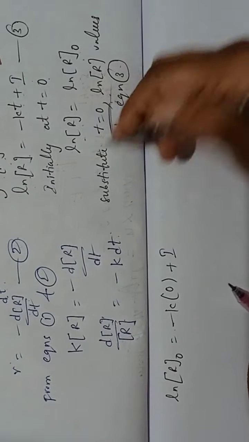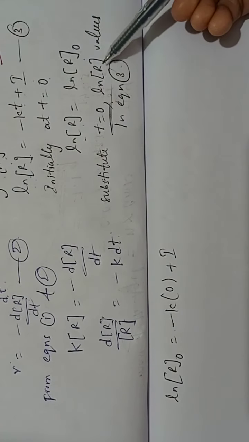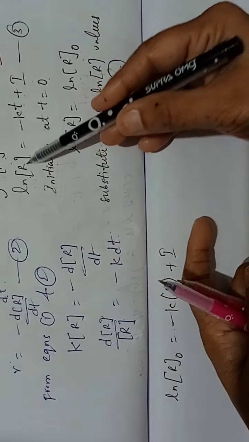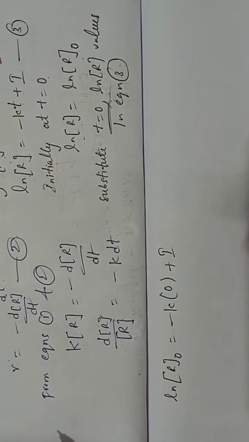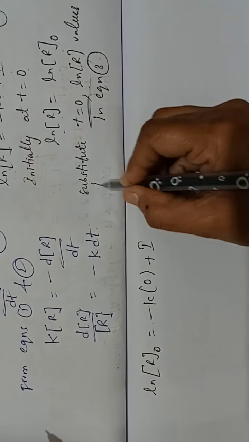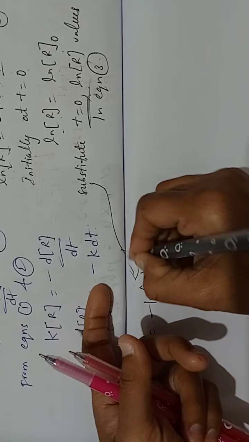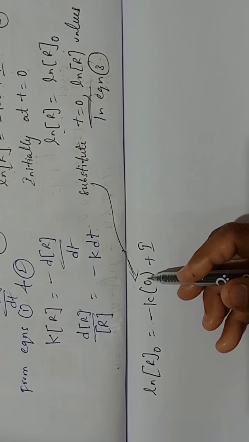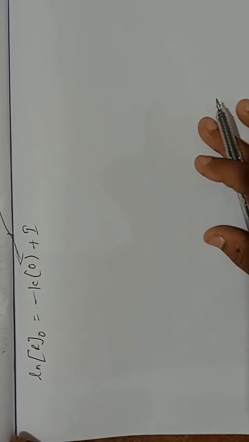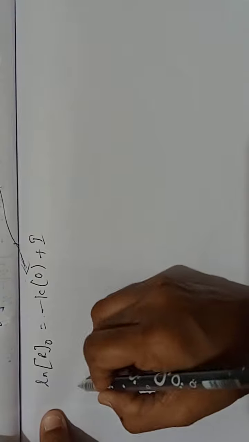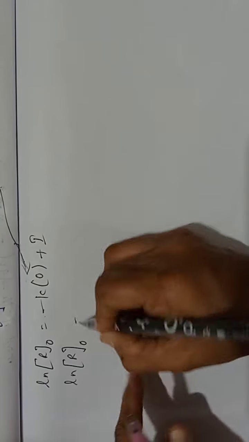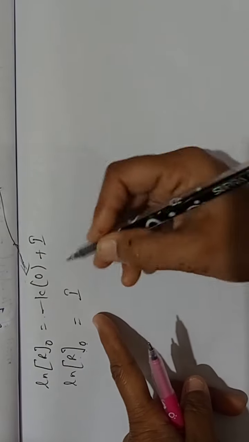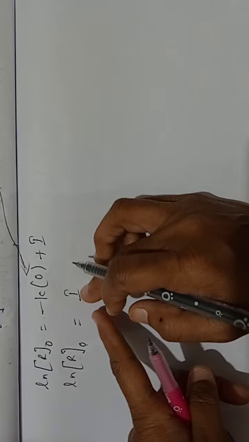Plus the I value as it is you have to take. Understood? These values we substituted in equation 3. Ln r is equal to ln r naught at t equal to 0, so minus k into 0 plus I. Now see, students, ln r naught is equal to minus k into 0 plus I. So ln r naught is equal to I. What is r naught, students? Initial concentration of the reactant is equal to I. This is the I value we got.